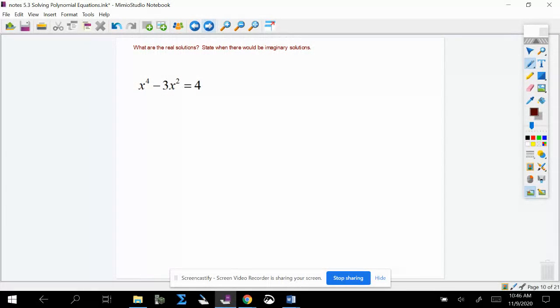Next one, now we're getting into ones where you have equal signs, where you have to get things in standard form, and when you're done factoring, list your solutions. Notice what I'm looking for. I am looking for you to tell me real solutions, list them, and then if there's anything that would create an imaginary solution, please state that as well. You do not have to actually find them. So here we are getting this in standard form.